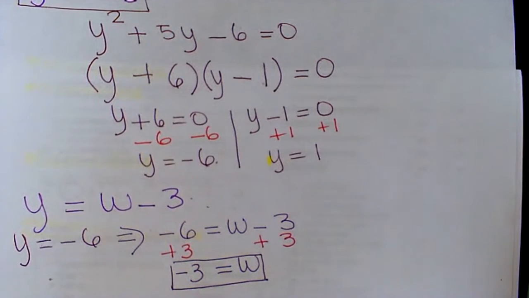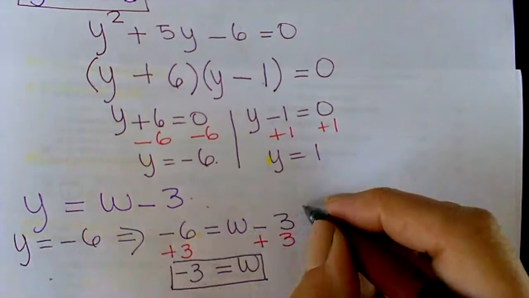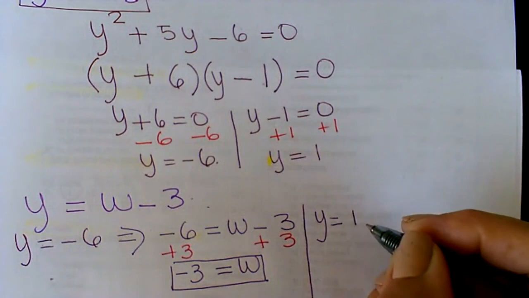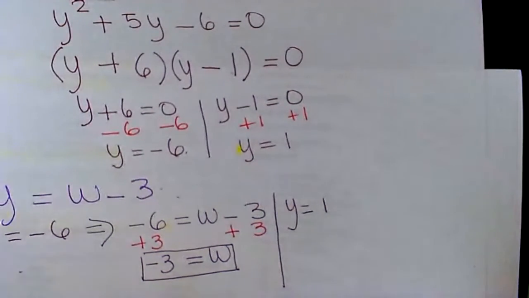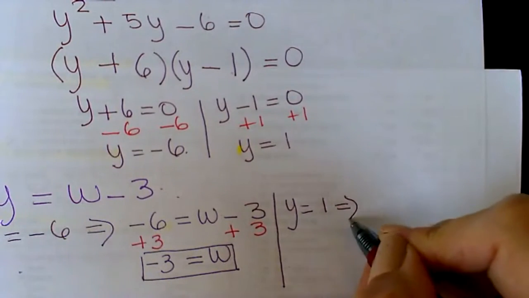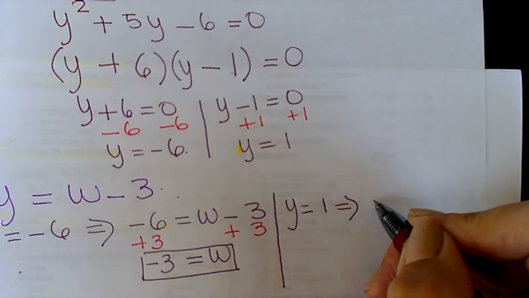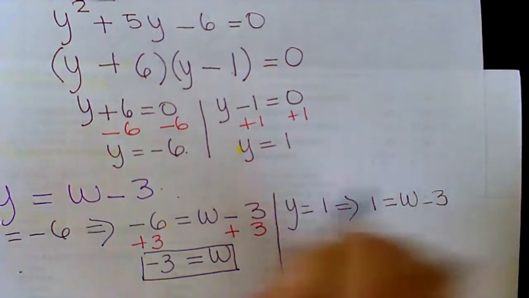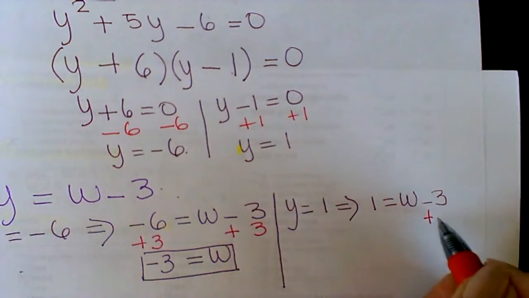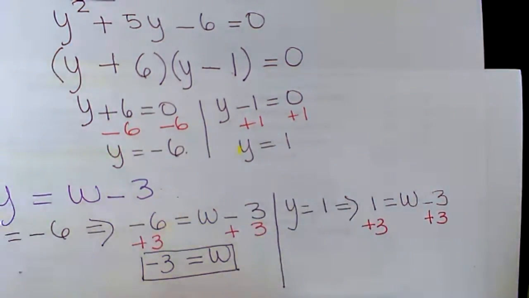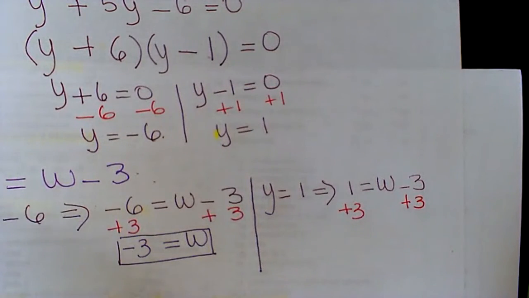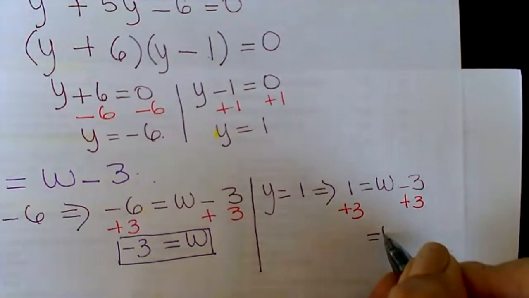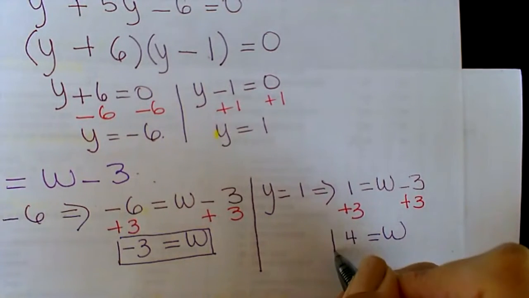And let's do the other one. When y is equal to 1. Yes, got it, 4. Good job. So then what do I do? 1 equals w minus 3. So I'm going to add 3 on both sides. What do I get? W equals 4.